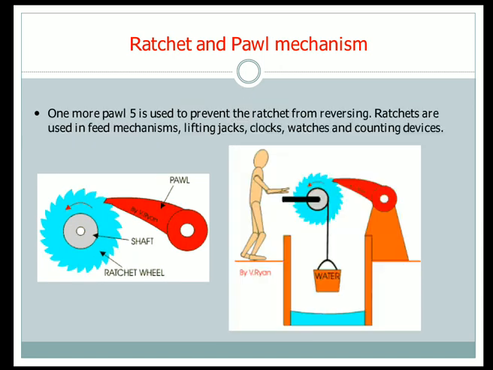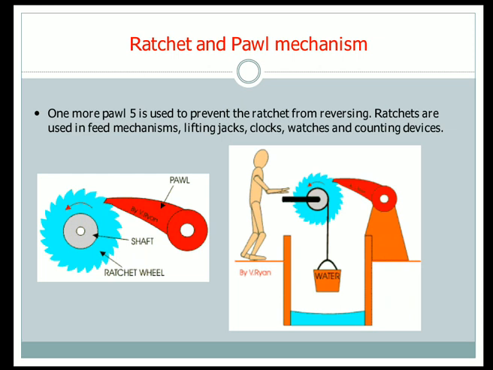So the applications of these mechanisms are used in feed mechanisms, lifting jacks, clocks, watches, and counting devices. So in the figure you can clearly see a simple application for lifting of water from the well. So when the ratchet wheel is rotated in counterclockwise direction, it will easily rotate and we can easily lift the water.